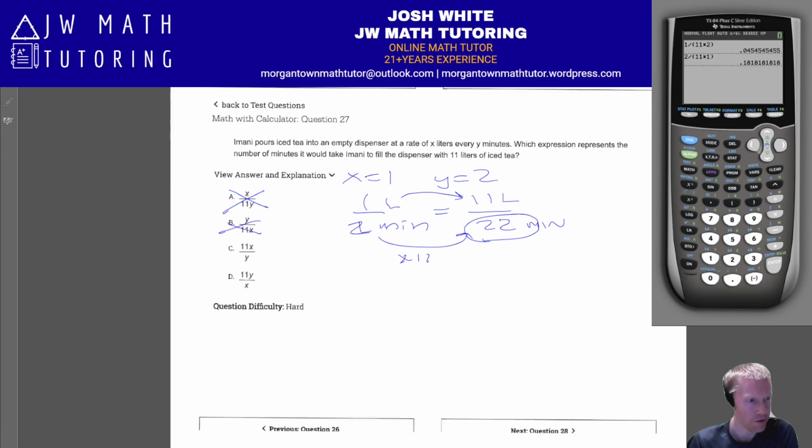Next answer choice, we are going to do 11 times 1 divided by y, which is 2. Does that equal 22? It does not. So it looks like by process of elimination, the correct answer is going to be D, but we'll just plug it in to make sure. 11 times 2 divided by 1. Okay, now we get 22, and therefore D is going to be the correct answer.